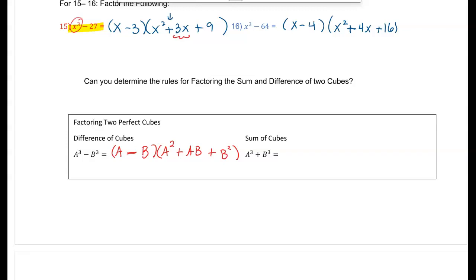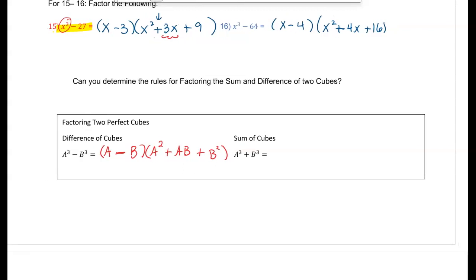You might want to wait because we're almost at a good spot. Now, look back at the sum of 2 cubes. Did we still get a binomial times a trinomial? Okay, what was the difference between these? So the binomial I'm adding this time, but then what changed?